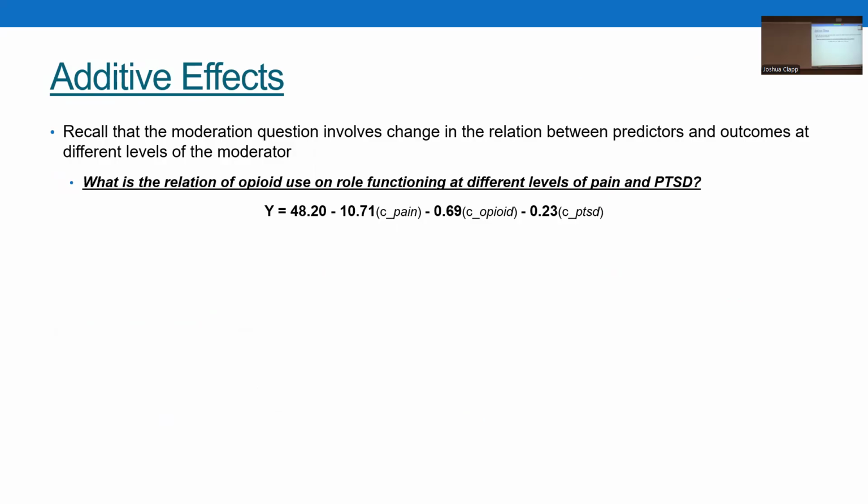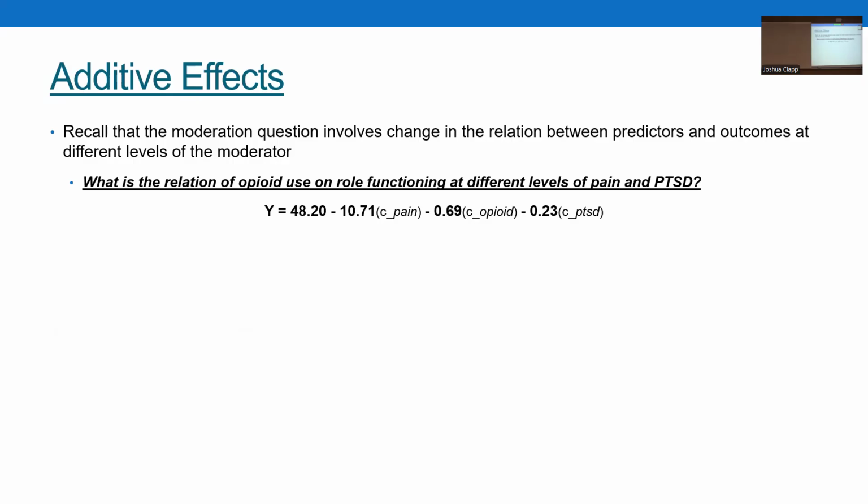We've plugged this back into our regression model. See, it doesn't do much, okay? But going back, remember that what we're trying to do in this moderation is look at the change in an association between variables at different levels of my moderator, okay? So maybe my question here is, what's the relation of opiate use on role functioning at different levels of pain and PTSD, okay? If we just set up our straight additive model here, right?